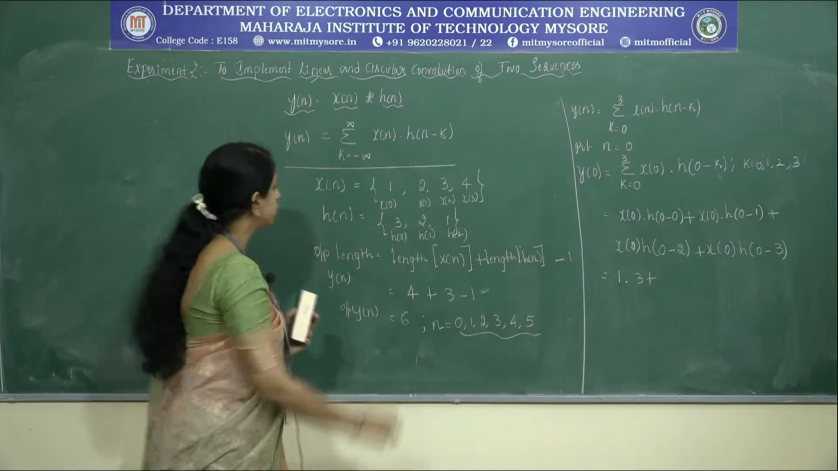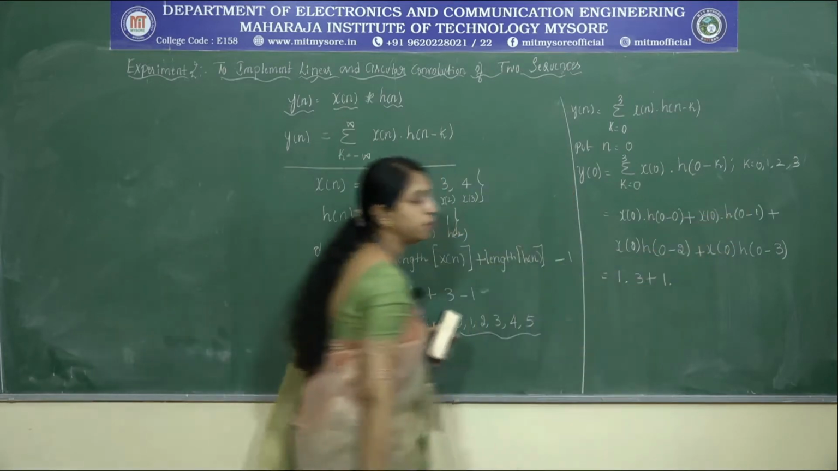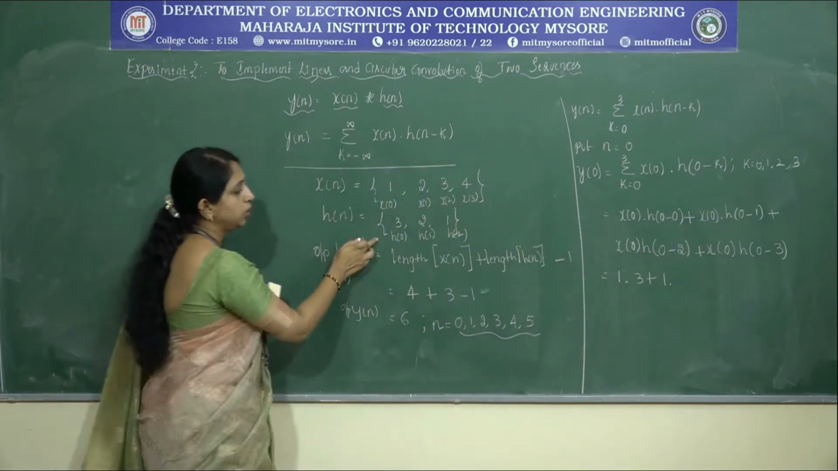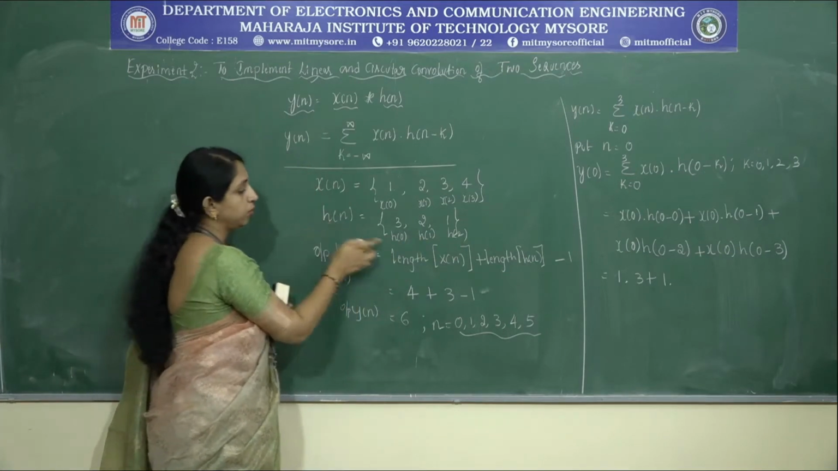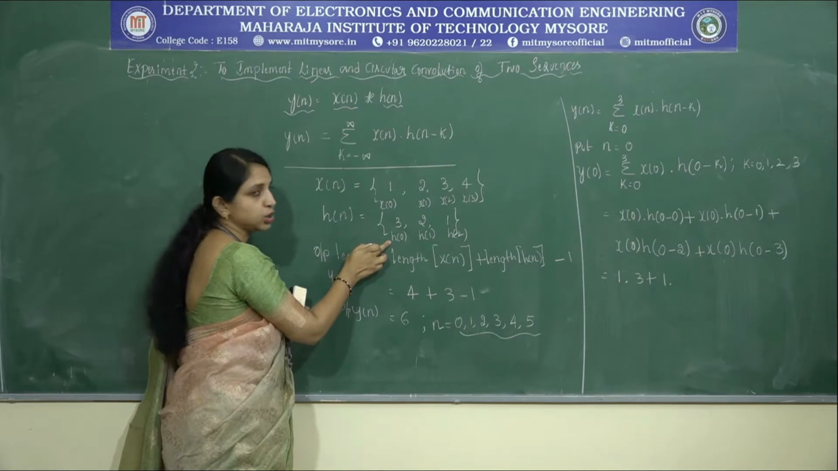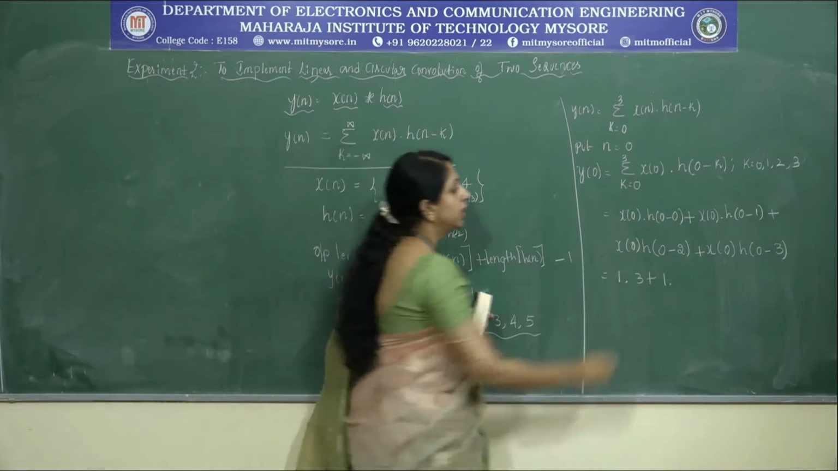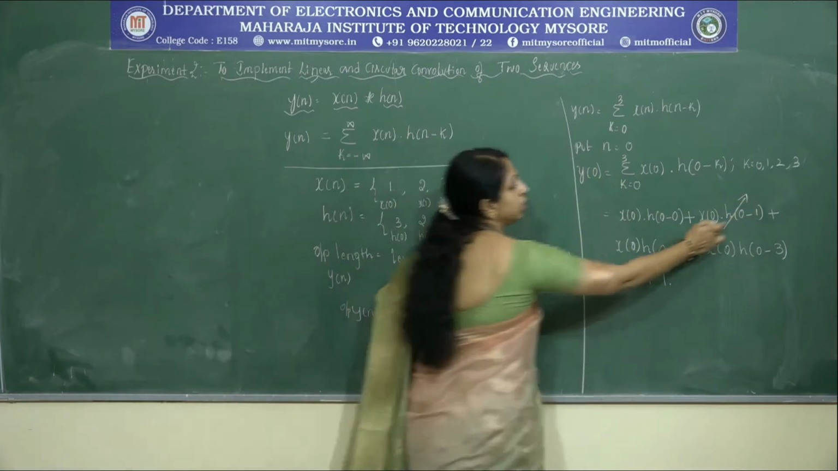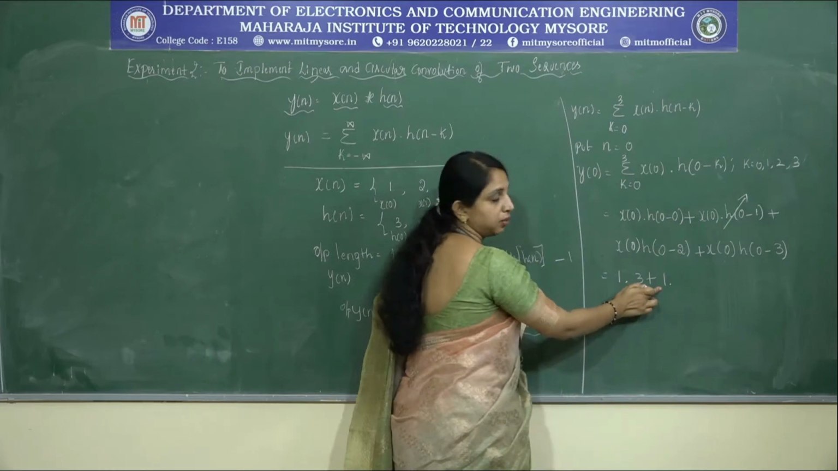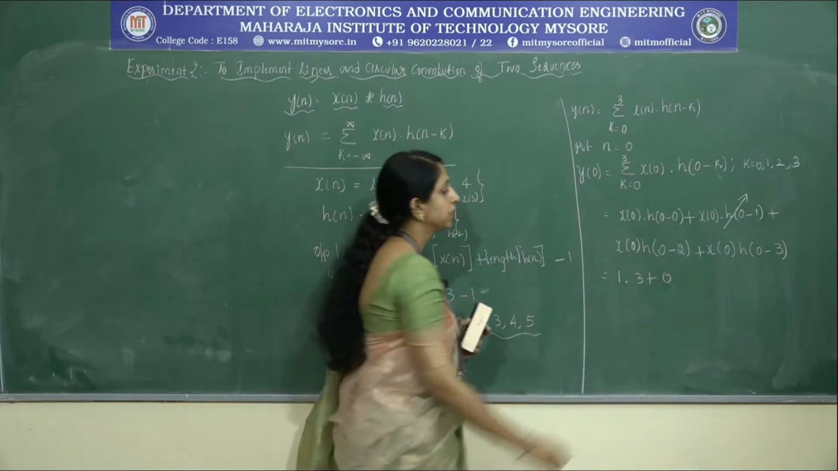Plus x of 0, again it is 1 into h of minus 1. So see here, do we have any negative values with respect to h? No. We have started only at h of 0. If we don't have a value for h of minus 1, directly make this value as 0. 0 into anything, that is with respect to 1, its value will be equal to 0.